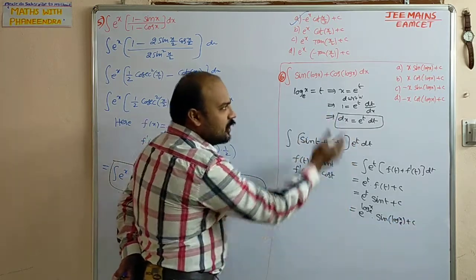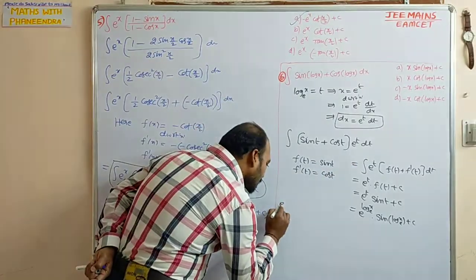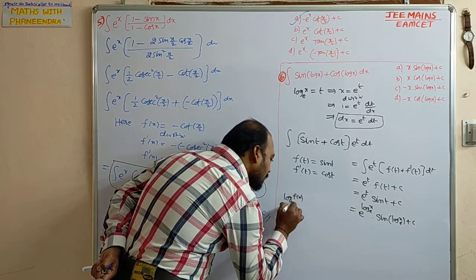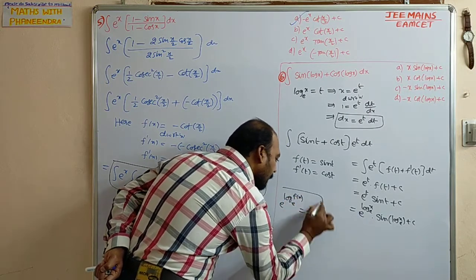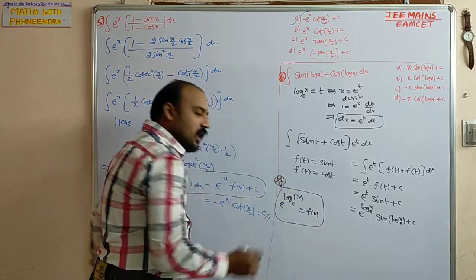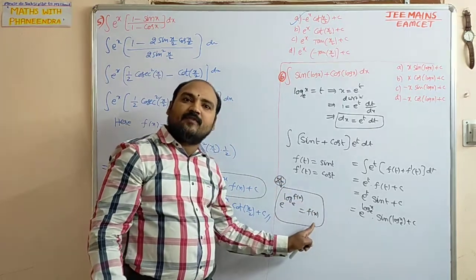We know that, but this option is not there in the options. We know that e power log f of x to the base e is equal to f of x. You keep in mind this formula, dear students. E power log f of x to the base e is equal to f of x.